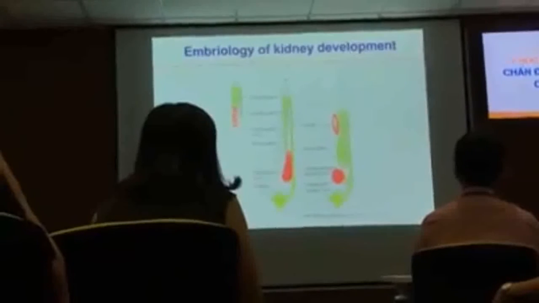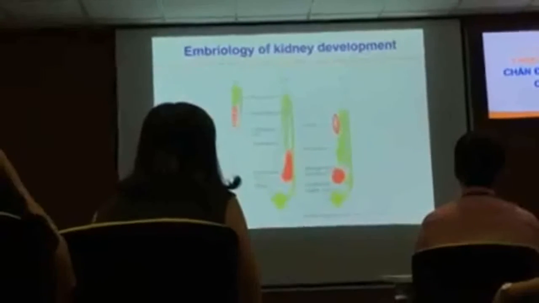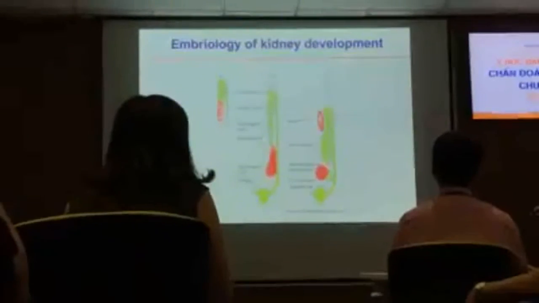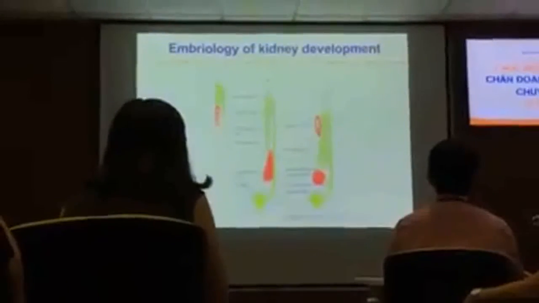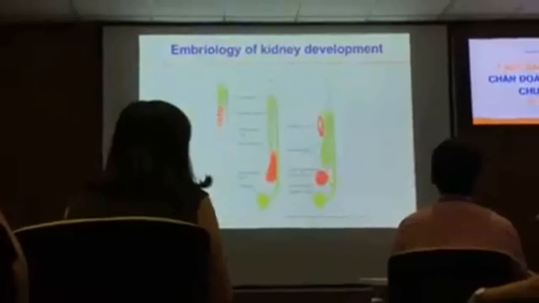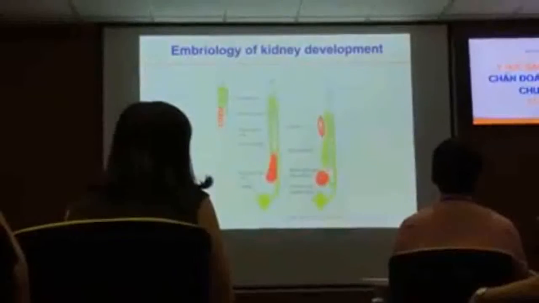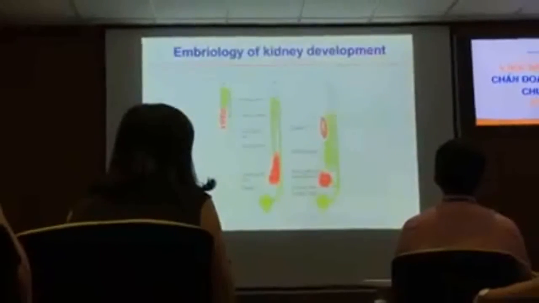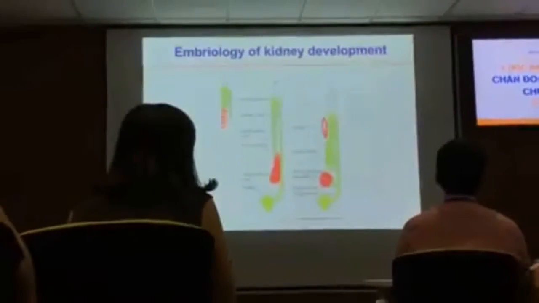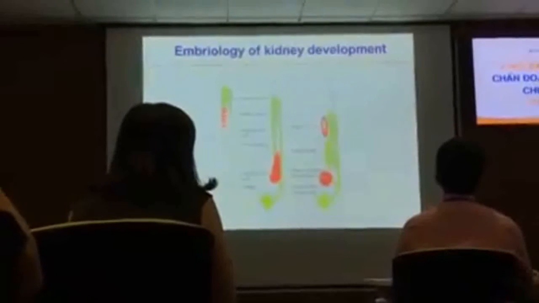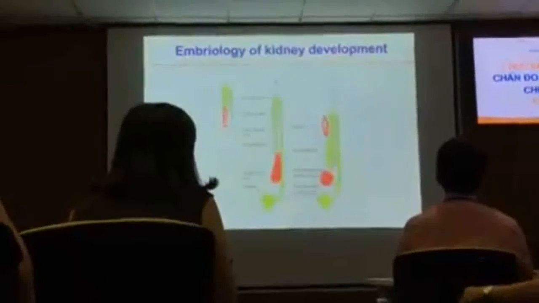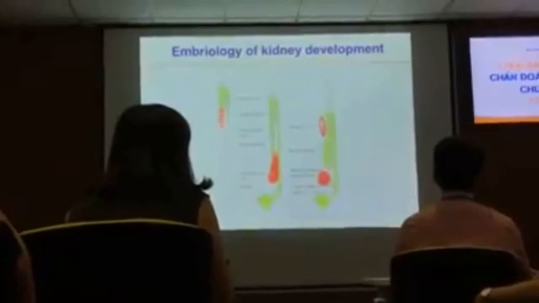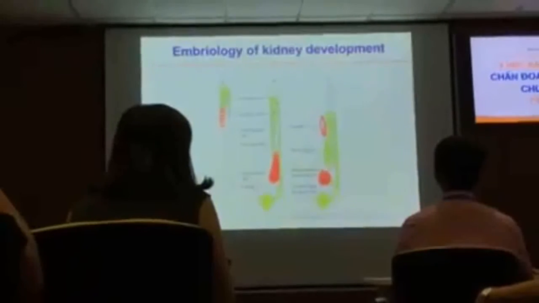As you can see here, from pronephros, then to the nephric duct, then to the mesonephros. Then in the later form, there is metanephric mesenchyme and the ureteric bud and nephrogenic buds. Initially it's the cloaca, a common cloaca, including the genital tract and urinary tract.